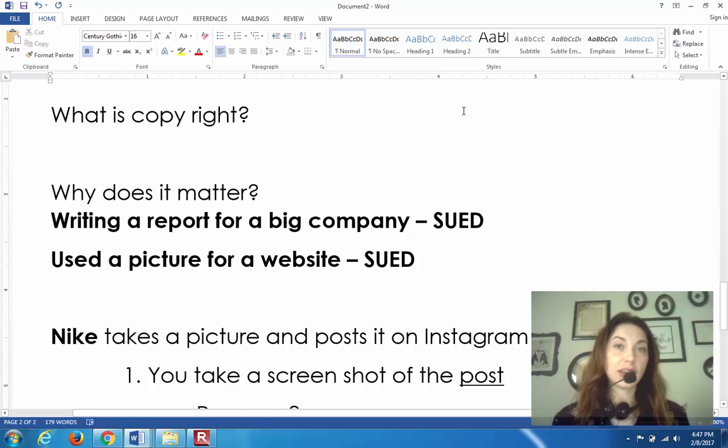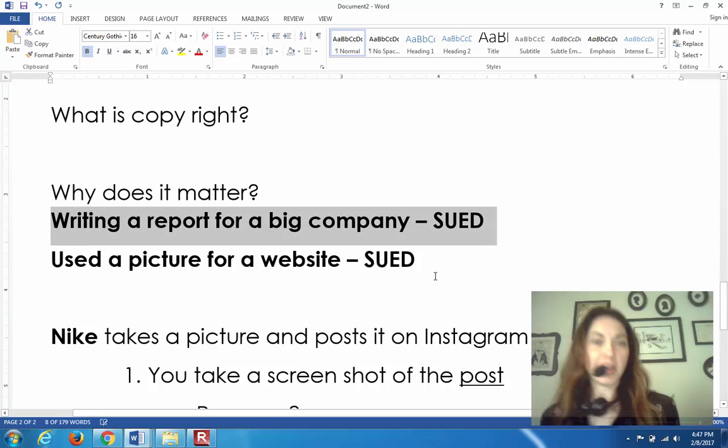A lot of times if you pull a picture off the internet that isn't yours and you use it on your personal blog, you'll notice that the link gets broken and you can't see that picture in your blog post. That's because you didn't own it, and the owner of the picture doesn't want you using it, so they broke that link. So it does matter, especially if you're writing in the business world.